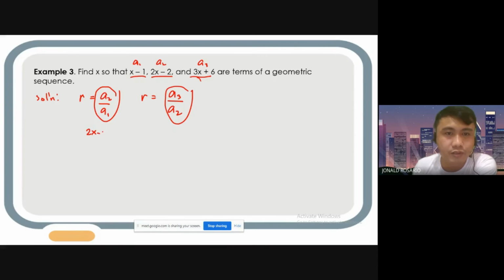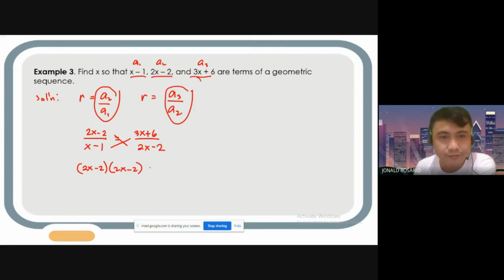2x minus 2, i-divide nyo sa x minus 1. Equal yan sa 3x plus 6 over 2x minus 2. Okay? And of course, we can now solve for x by cross multiplication. So pwedeng i-multiply natin si 2x minus 2 kay 2x minus 2. And then si x minus 1, i-multiply naman natin kay 3x plus 6. And then we can now use the FOIL method.